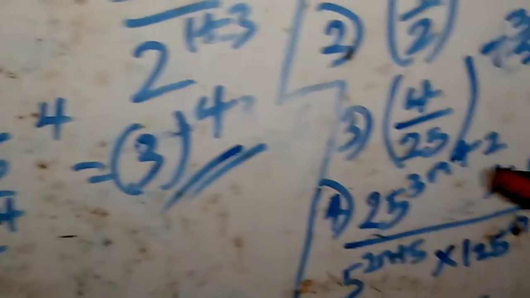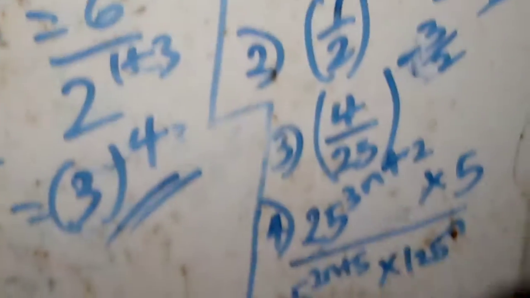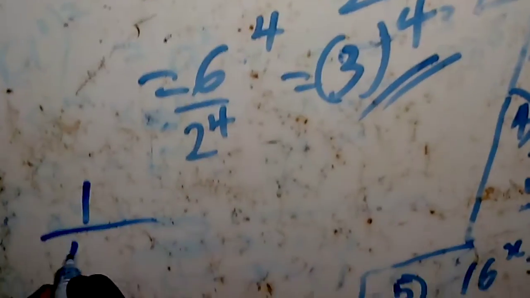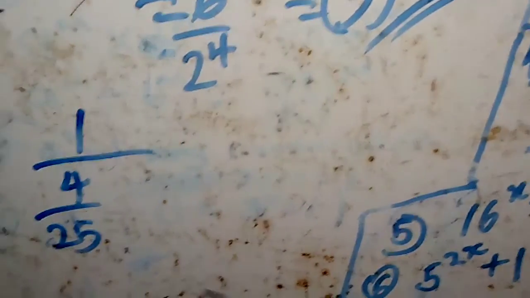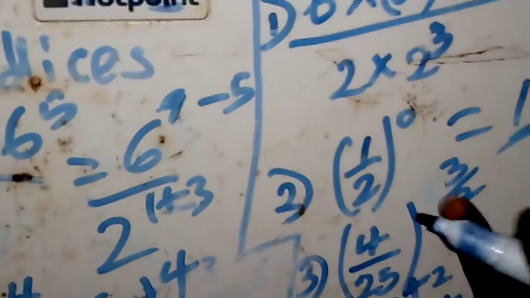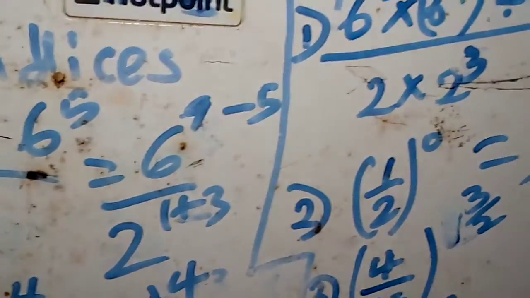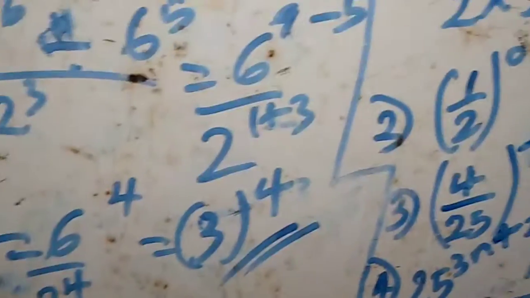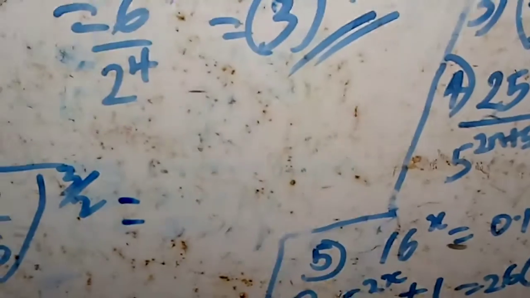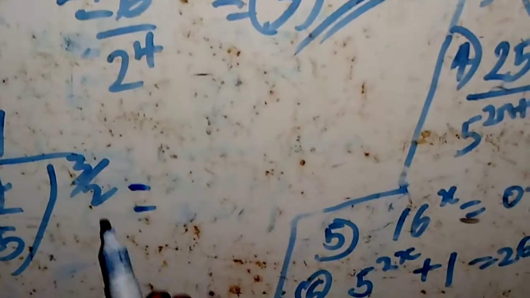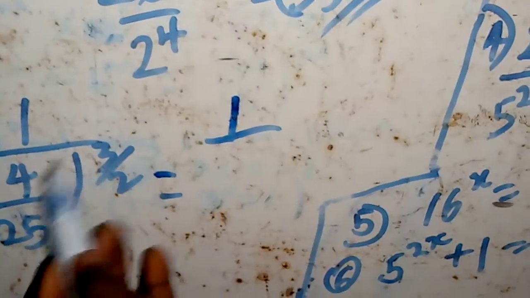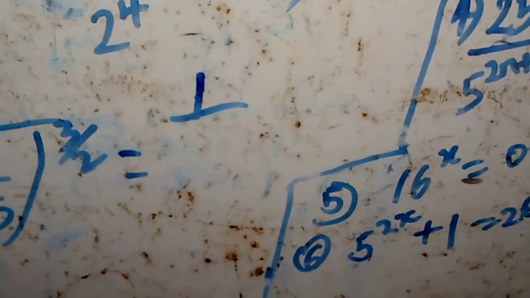Now moving to the third one. The third question says 4 divided by 25 raised to power. Looking at this, it turns to 1 over, then 4 divided by 25. Take note, I said it. When this has already turned to 1 over, what's left is this, raised to power 3 over 2. So let's solve that. Now looking at this question, what base can I raise to power 2?